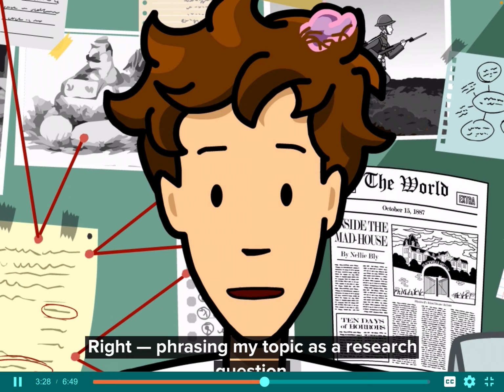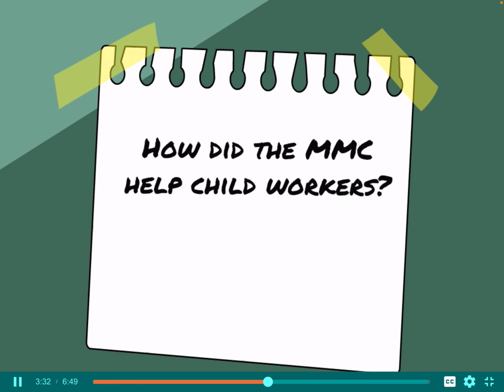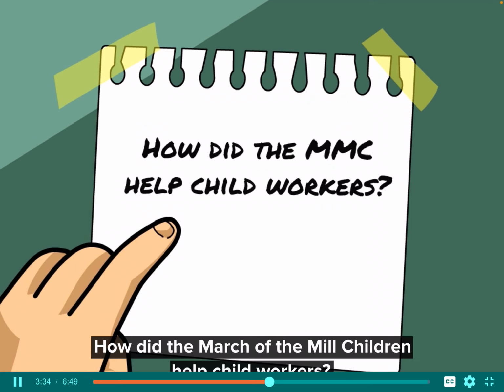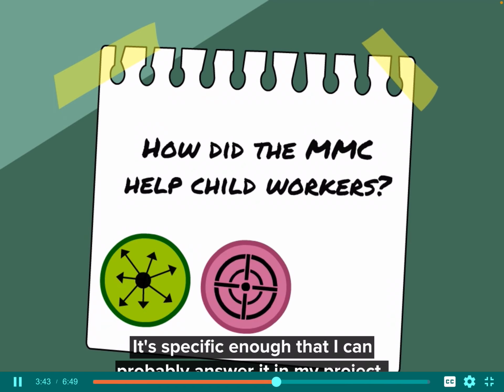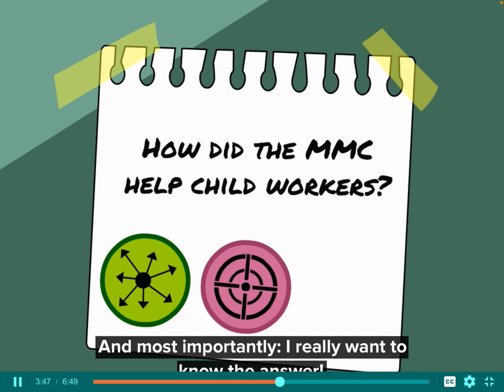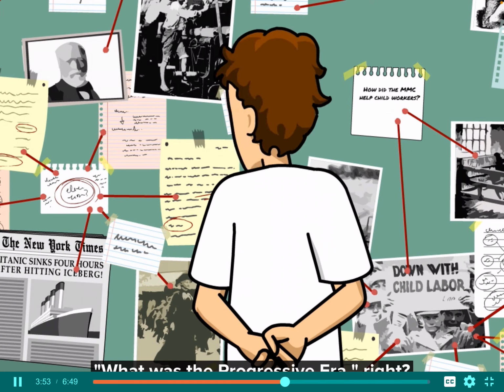Right. Phrasing my topic as a research question helped me define my scope. And I think mine is pretty good. How did the March of the Mill Children help child workers? It's open-ended. There are several possible answers. It's specific enough that I can probably answer it in my project. And, most importantly, I really want to know the answer. It's way more exciting than just what was the Progressive Era, right?